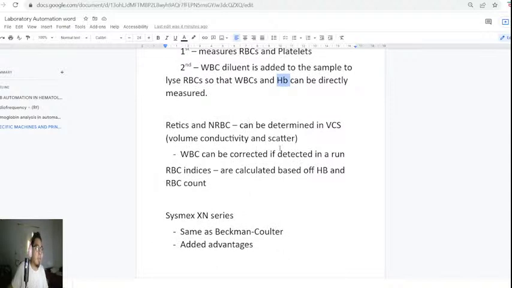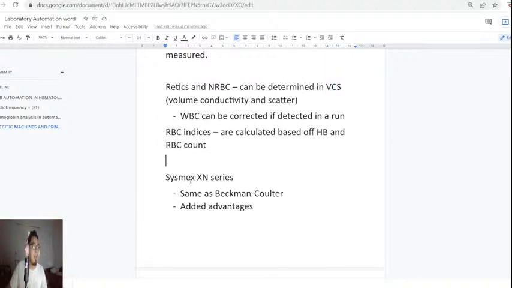Alright? Now, what about for retics and RBCs? Well, basically, it will measure the volume, conductivity, and light scatter. Alright? This is what you call VCS: volume, conductivity, and scatter. WBCs can be corrected if NRBCs are detected in a run. Okay, so if you have NRBCs, it's easily correctable. Alright? It can be corrected by the machine itself, especially if it has the feature of volume, conductivity, and scatter. Alright? RBC indices are based off of hemoglobin and RBC counts, obviously.